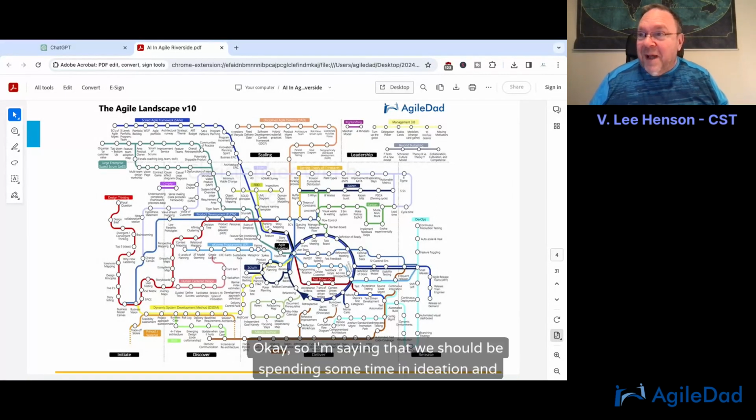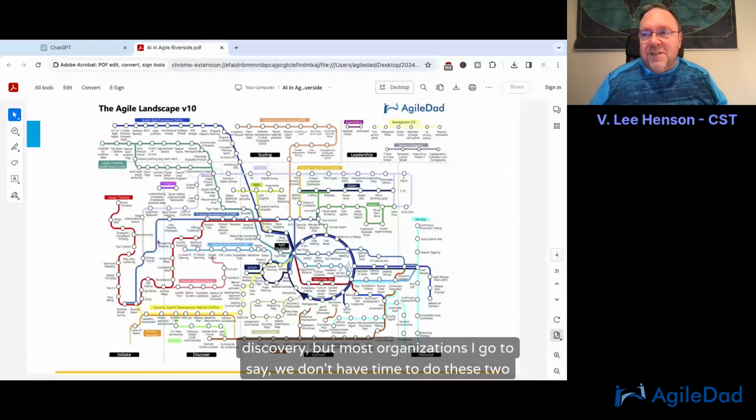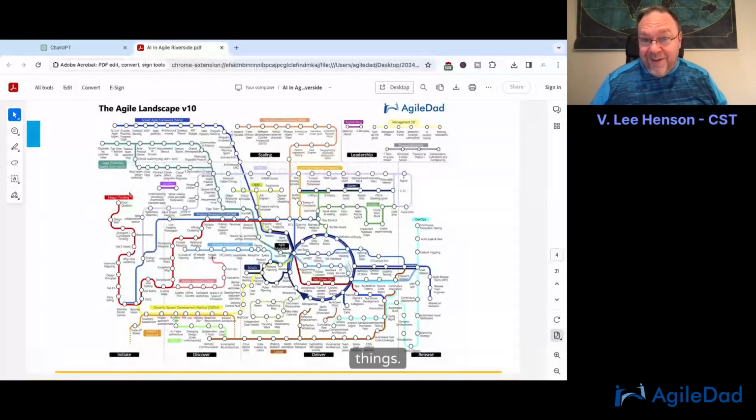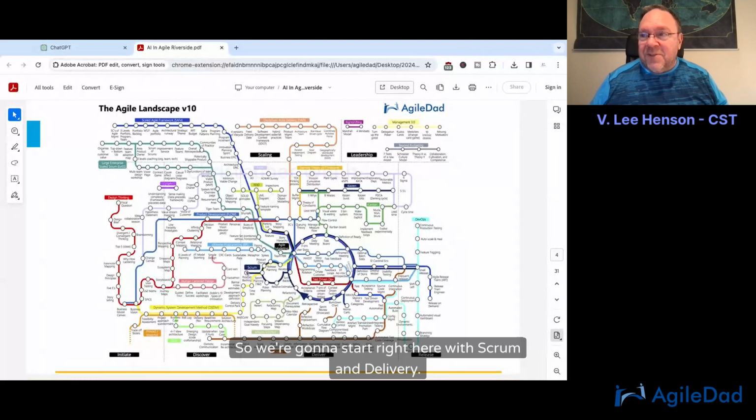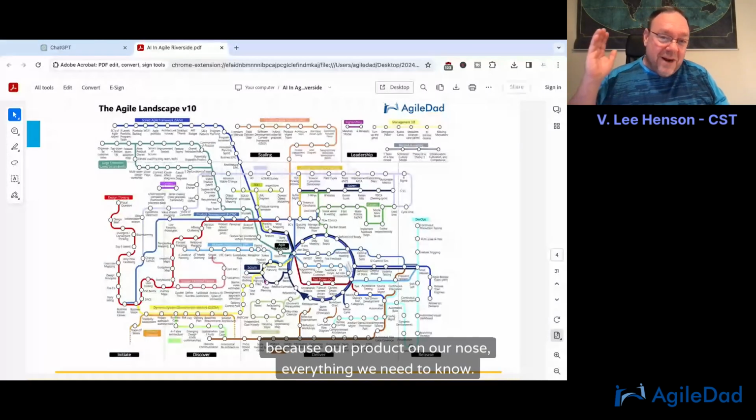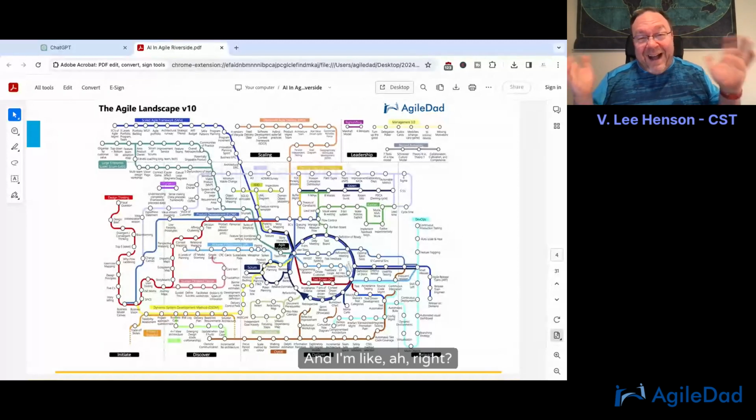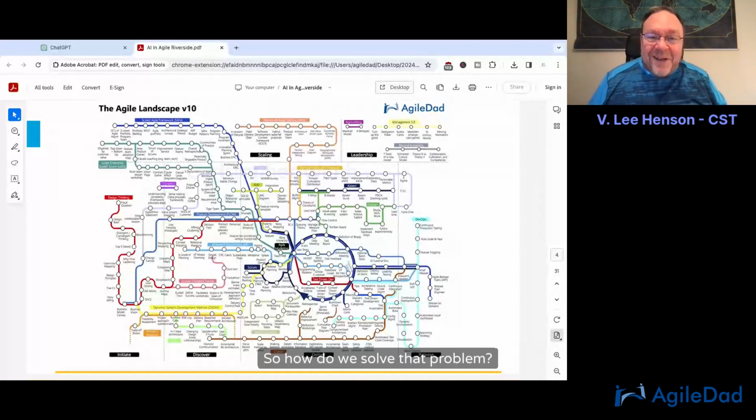Okay? So I'm saying that we should be spending some time in ideation and discovery, but most organizations I go to say, we don't have time to do these two things. So we're going to start right here with Scrum and delivery because our product owner knows everything we need to know. And I'm like, right? So how do we solve that problem? That is the big problem.